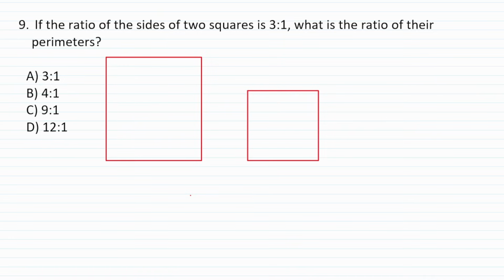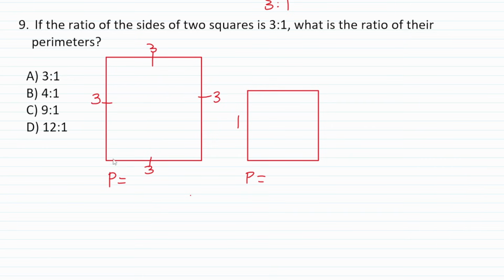Number 9 says, if the ratio of the sides of 2 squares is 3 to 1, what is the ratio of their perimeters? So we're told that the ratio of their sides is 3 to 1. So to keep this very simple, I'm going to say this side is 3, this side is 1. Clearly that is a ratio of 3 to 1. Now let's talk about finding the perimeters of these squares. You should know some characteristics of squares, notably that in squares, all the sides are equal. So if one side's 3, all the other sides are going to be 3.